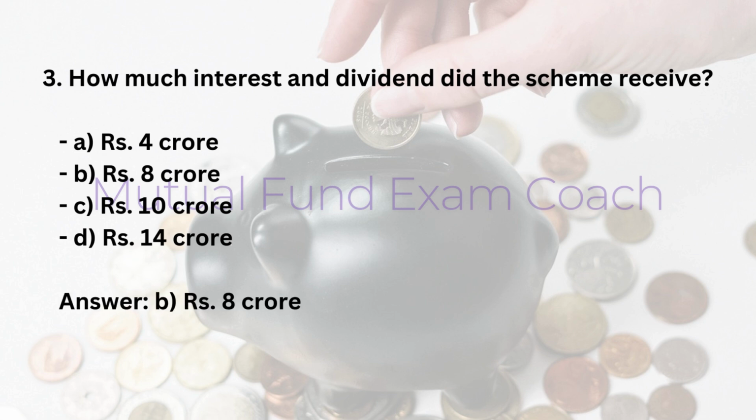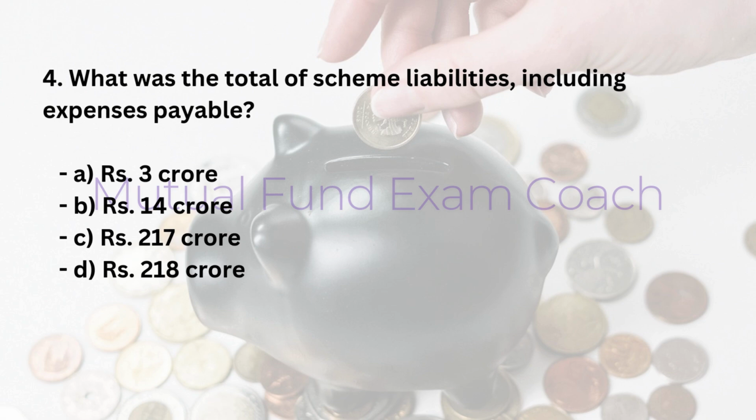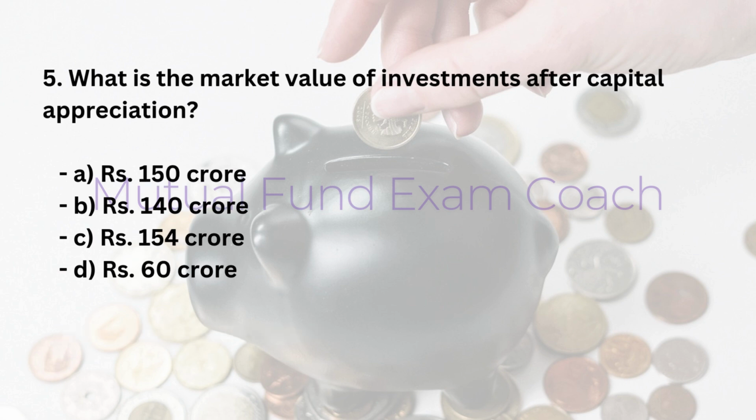8 rupees crore. 4. What was the total of scheme liabilities, including expenses payable? A. 3 rupees crore. B. 14 rupees crore. C. 217 rupees crore. D. 218 rupees crore. Answer, D. 218 rupees crore.